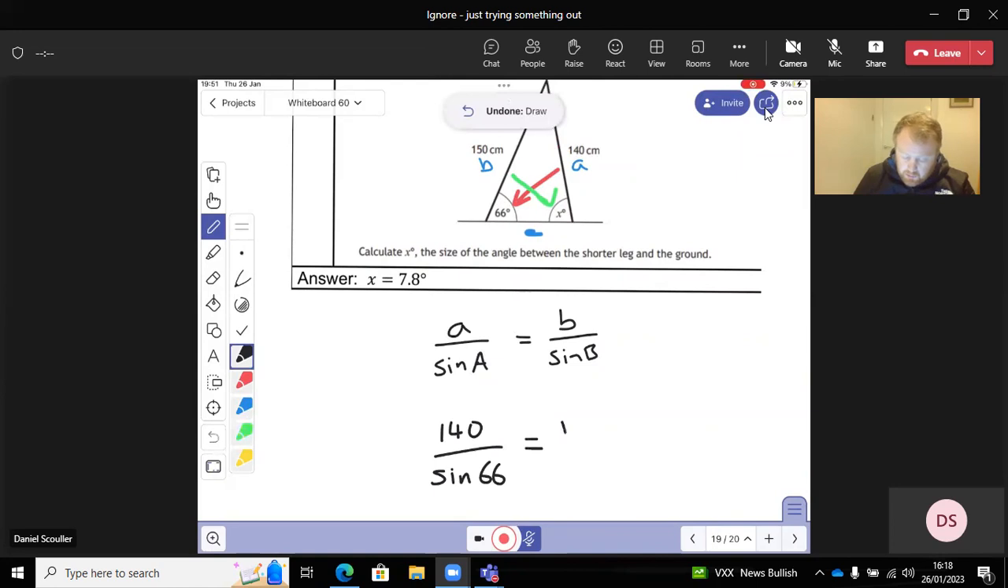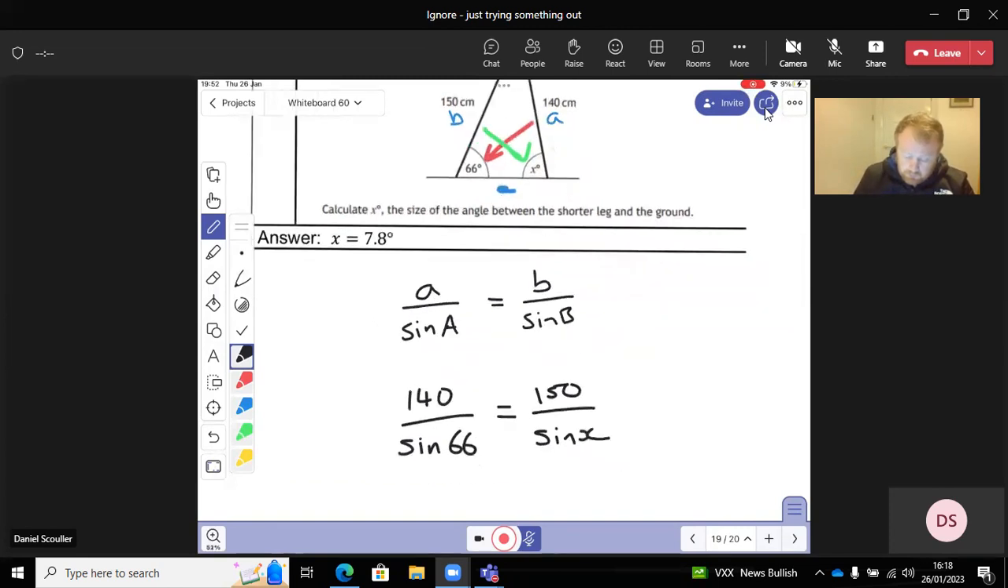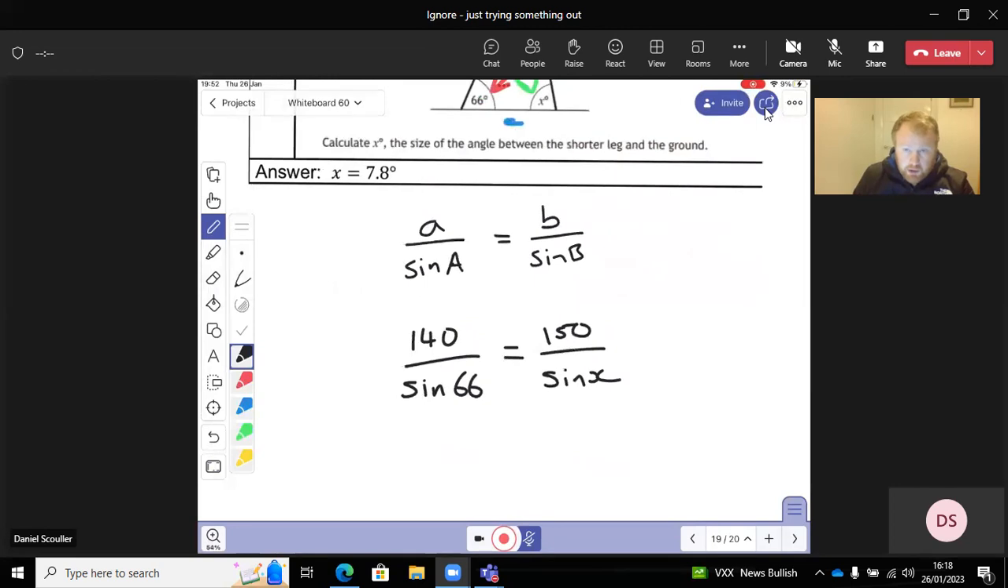Side B was 150. And angle B is written in the question as an X. Now that's just a letter they've used to find an unknown. So we're finding the unknown X, okay? In this case, it's in our position B. So don't be thrown by that.